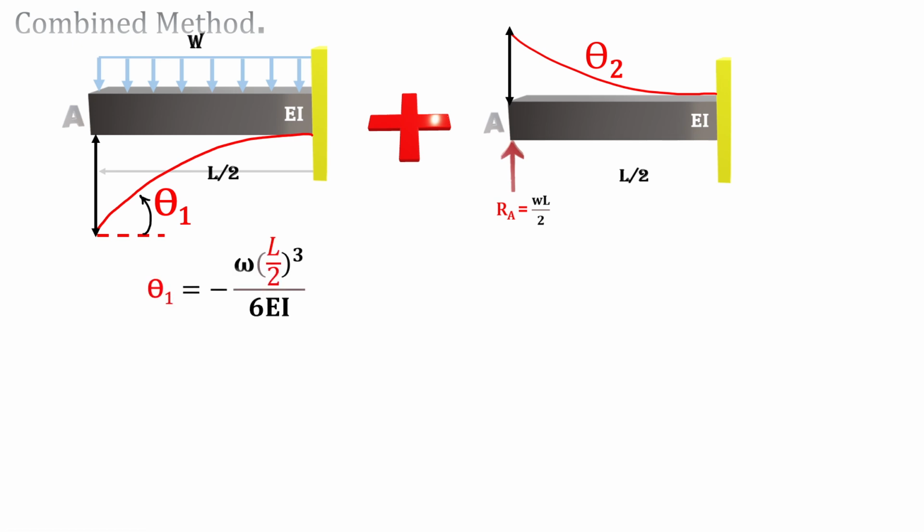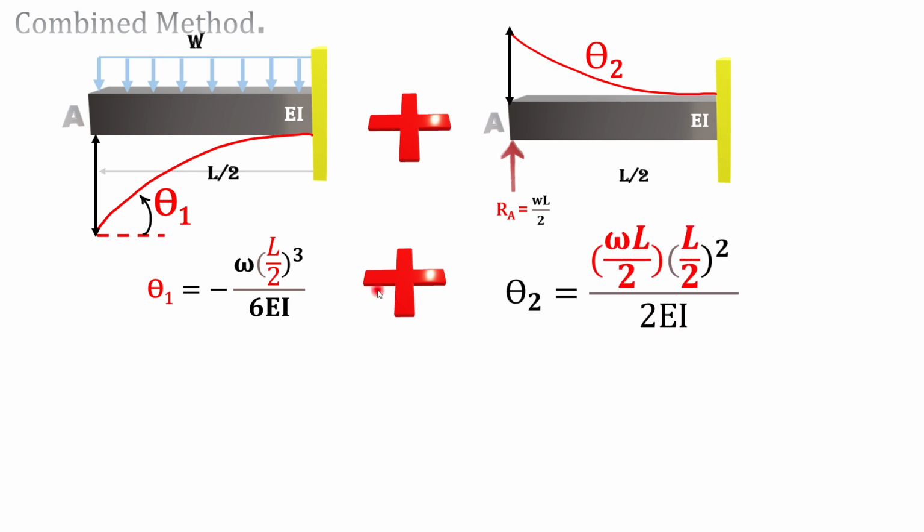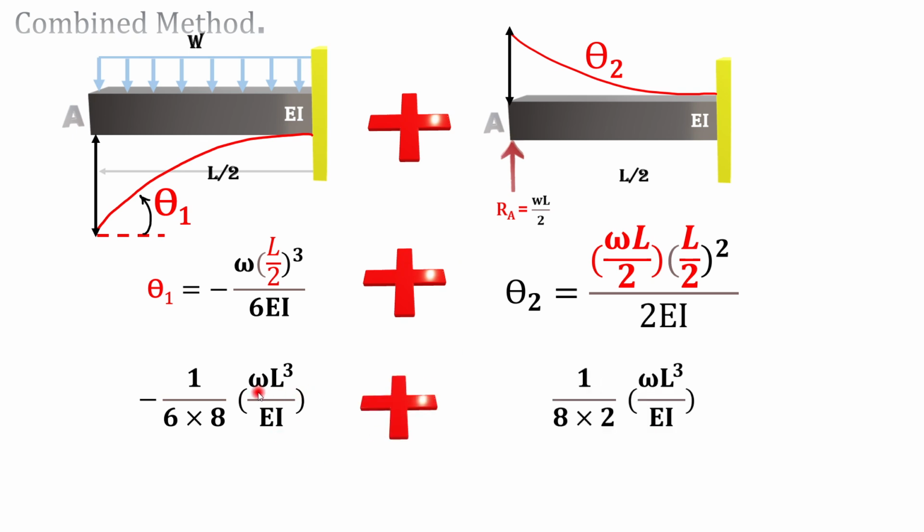But please be careful when you are using the combined method. You have to have a good sense of the rotation and deflection in terms of working with the negative and positive. That's not hard, but you have to be consistent with the direction. So theta 1 is a negative WL over 2 cubed over 6EI plus theta 2 is this one. If you add them up together, you can take out WL cubed over EI and you will have a negative 1 over 6 times 8 for theta 1 and 1 over 8 times 2 for the other part.